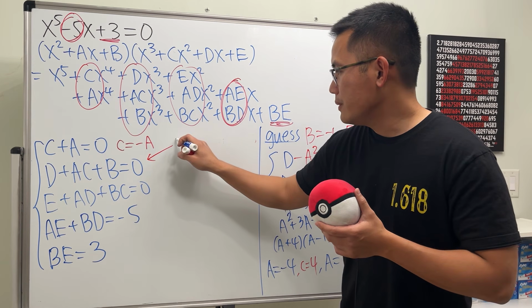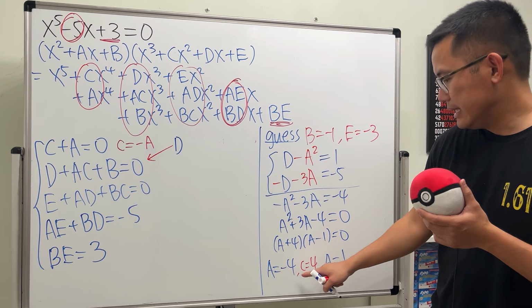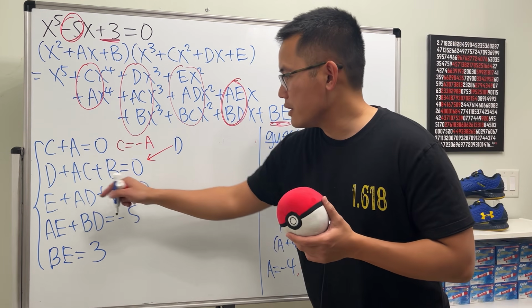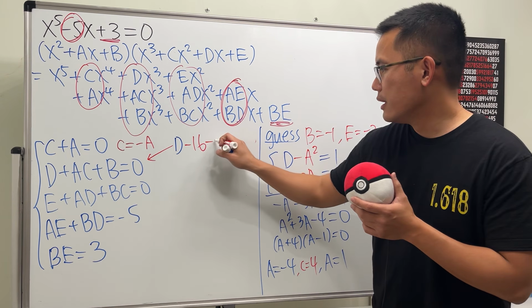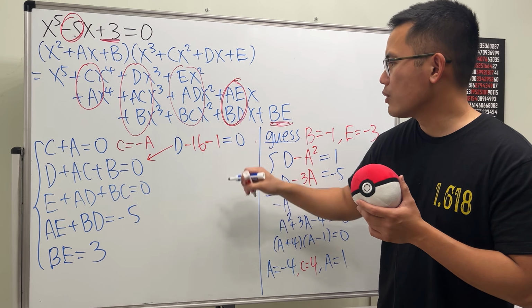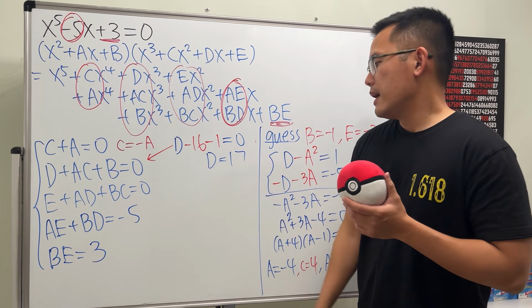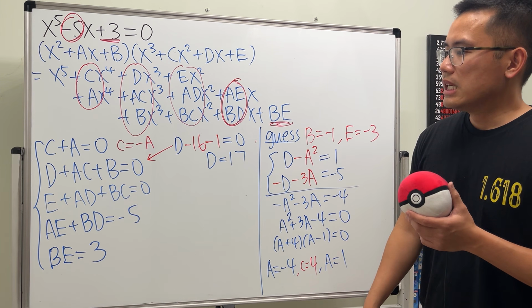So now let's just plug into the first equation, this equation right here. So D we don't know. And then A is negative 4, and then C is 4. So together we get minus 16 from here. And then B is negative 1, and all in all, that should be equal to 0. So that's minus 17. Put it to the other side. This means D is equal to 17. Wow, D is pretty big.